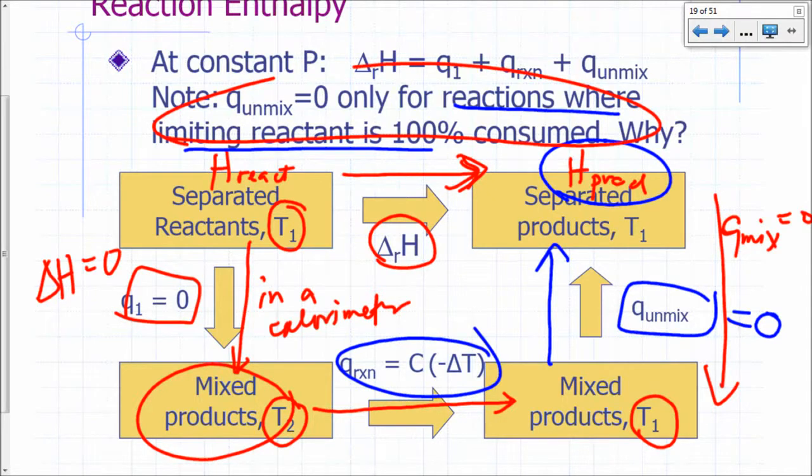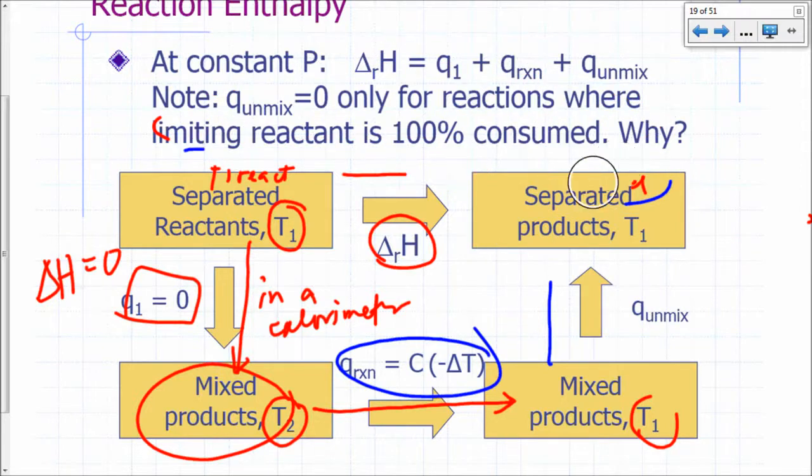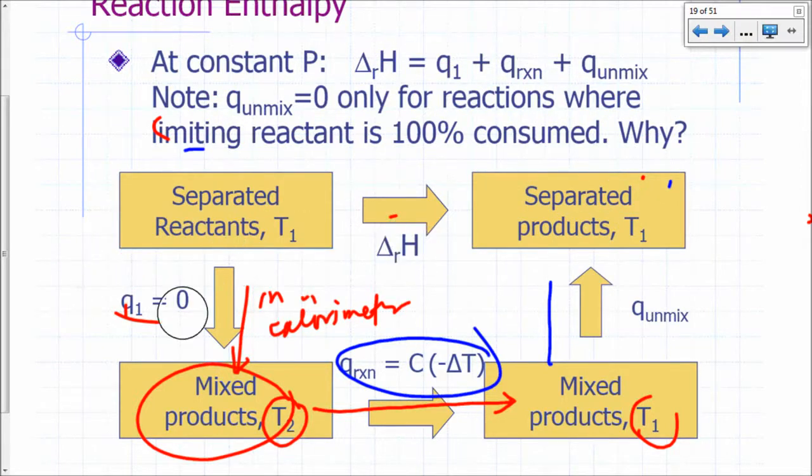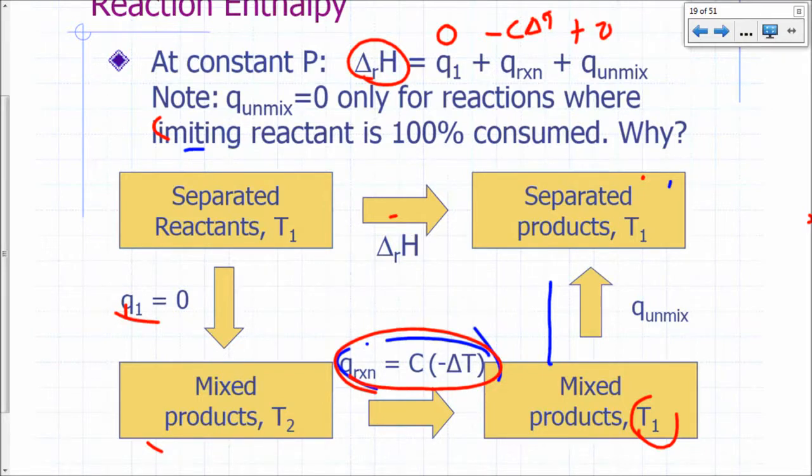If you look at this diagram that we have right here, we can say that the delta H for the reaction, the reaction enthalpy, is Q1, which is 0, plus what we call the heat of reaction, which is minus C delta T, plus Q of unmixing, which is 0. So that's why, for practical purposes, for as long as we're dealing with a reaction that goes all the way to completion, the reaction enthalpy is just equal to the heat of reaction at constant pressure.